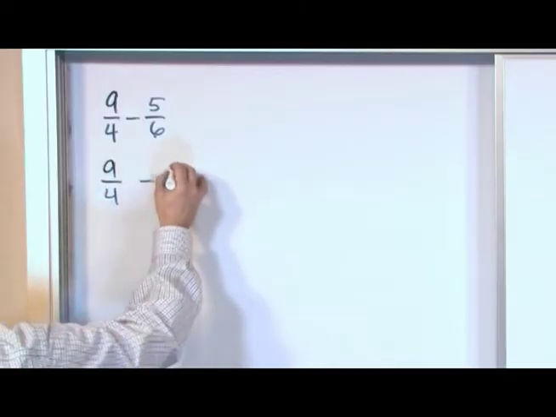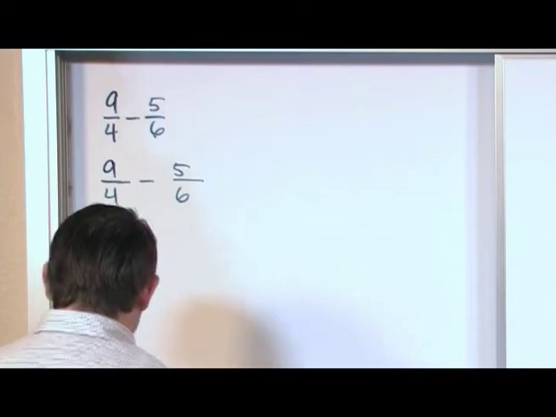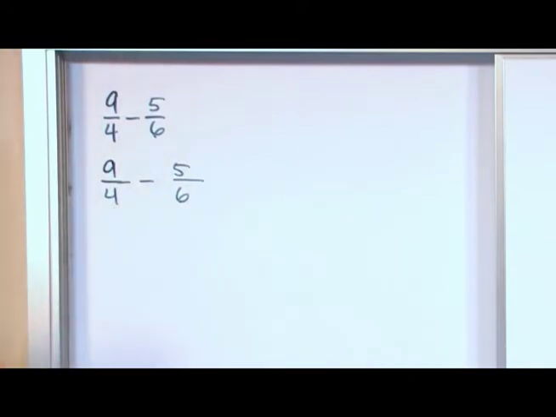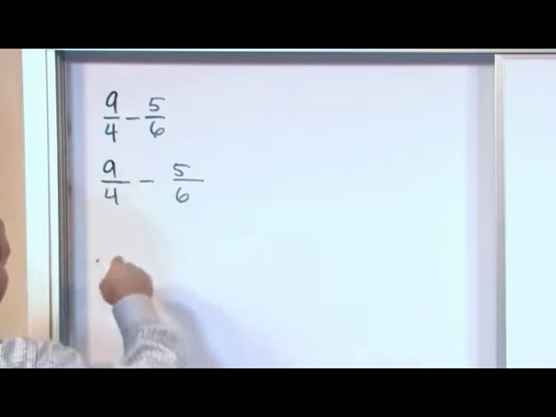9/4 minus 5/6. What can I do? I mean, you're really given any latitude that you want, but when I look at 4 and 6, I start to immediately think of the number 12 in my head, because I know that 4 will go into 12 and I know that 6 will go into 12.